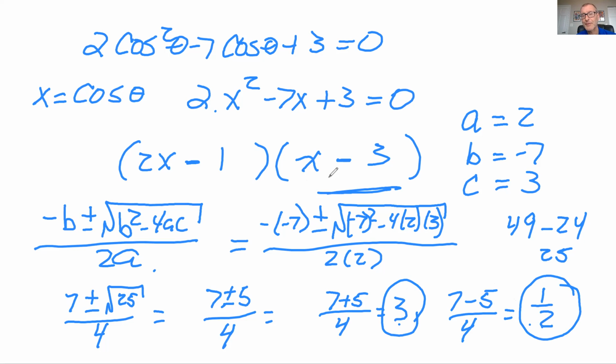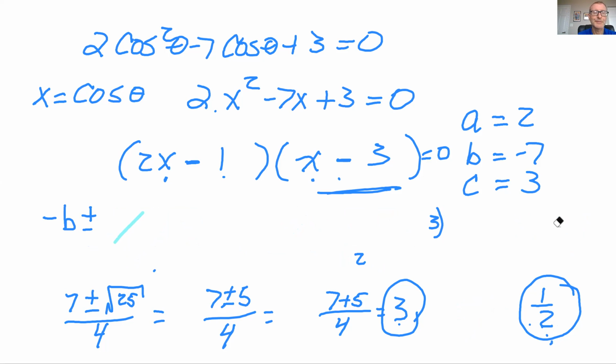So what is x? If I plug 3 in here, 3 minus 3 equals 0. Solution 1. Solution 2, I plug in 1/2 here. 1/2 minus 1 equals 0. Solution 2. So there's that way to solve it, right? And so I'm going to get the eraser out, give myself a little bit of space here.